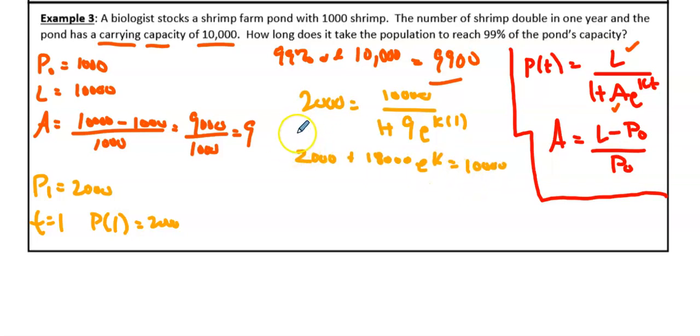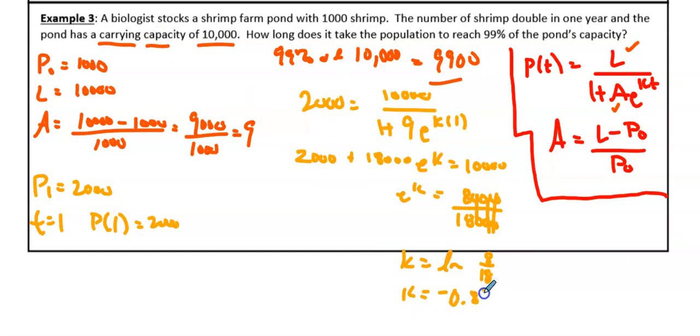Well, 10,000 minus 2,000 is going to be 8,000, and then we're going to divide this by 18,000. Then we take the natural log of both sides, so the natural log of e to the k will just be k. So k would be equal to the natural log of 8 over 18. And so k is going to be equal to negative 0.811. That's going to be the k value that we have here.